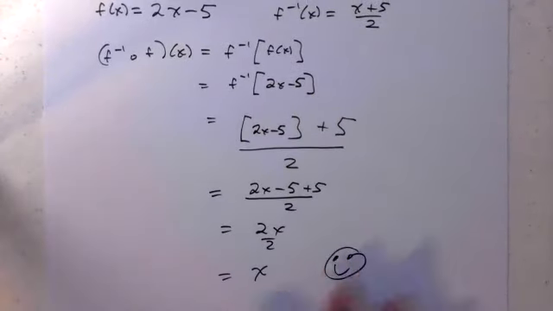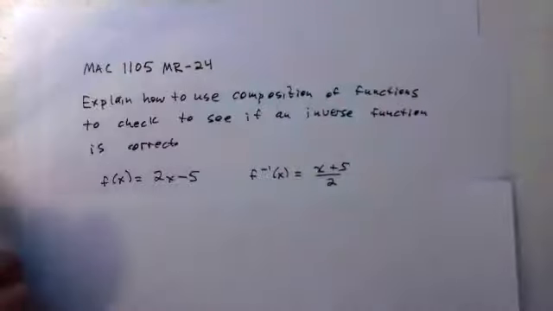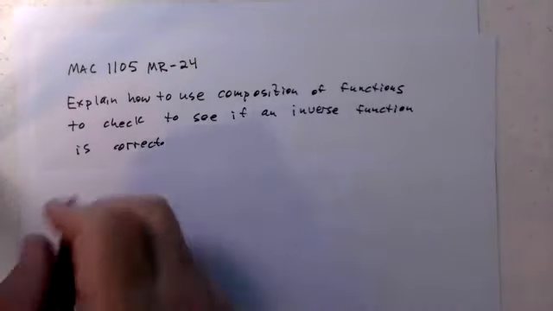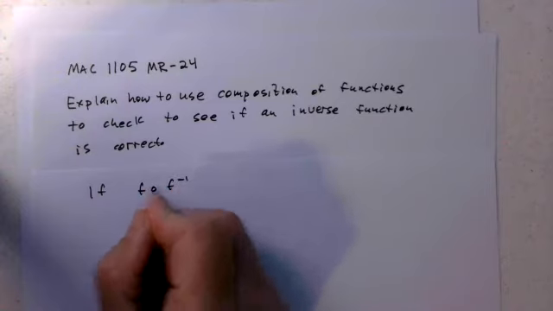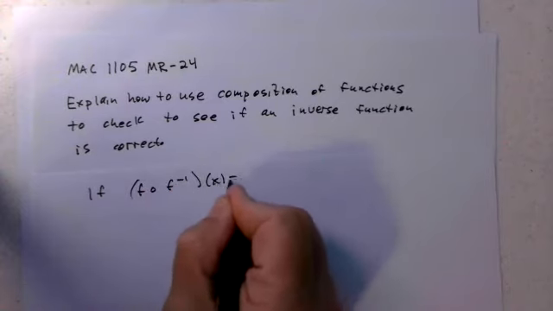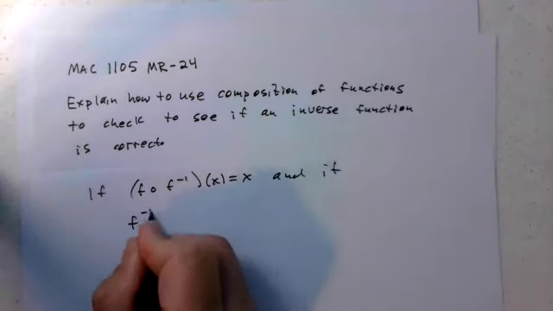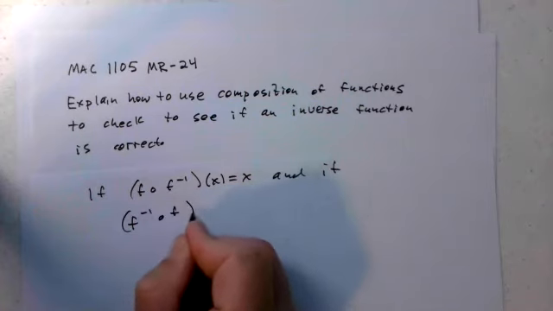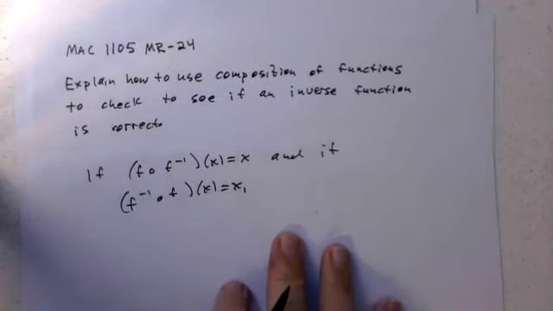So a quick answer to the question again, how can we use composition of functions to see if an inverse is correct? What do we need to happen? Well, the quick answer to that question is the following. If f circle f inverse of x equals x, and if f inverse circle f of x equals x, then we know that the inverse has been determined correctly.